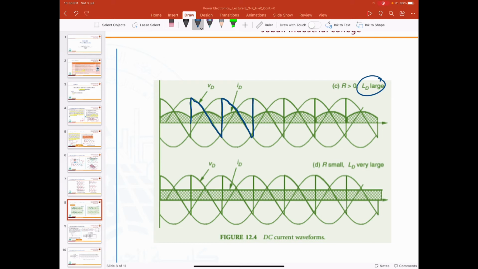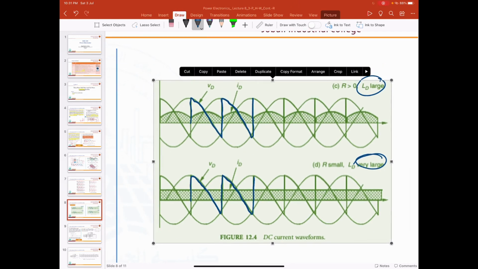If we have a very large inductive load, then what will happen? We will have a very large negative ripple. Now this is not important. Now let us see the current.